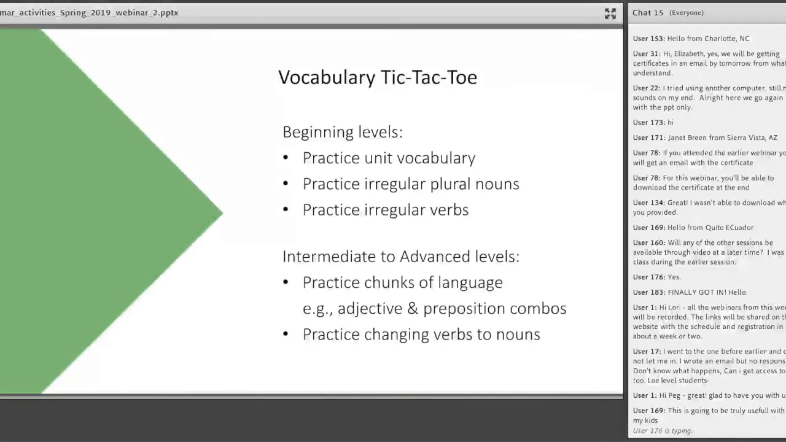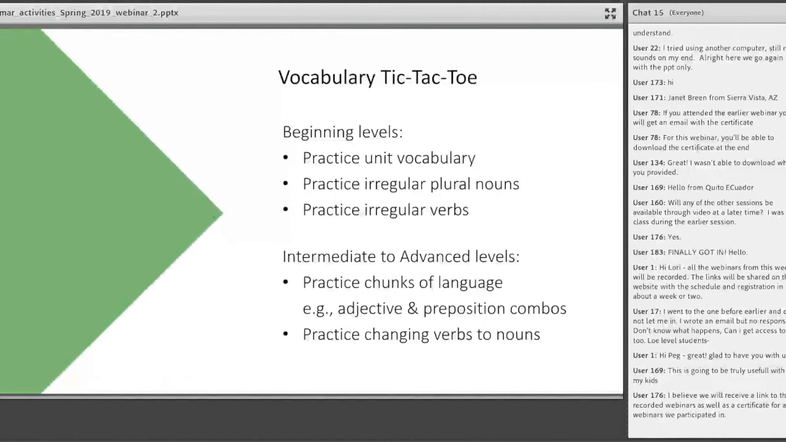We can also practice changing verbs to nouns. And you might be thinking, well, why in the world would I want to change a verb to a noun? Well, the reason is that when we get into more academic writing, as we move more from sort of personal writing or conversation to more academic writing tasks, we use a lot more nouns than verbs. And so students need to understand that instead of saying, I want to argue blah, blah, blah, they would want to say the argument is. So they're changing the verb argue into argument.